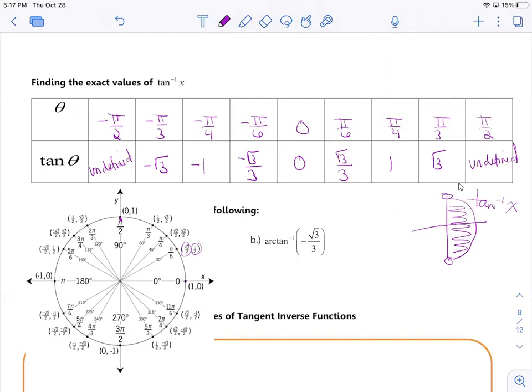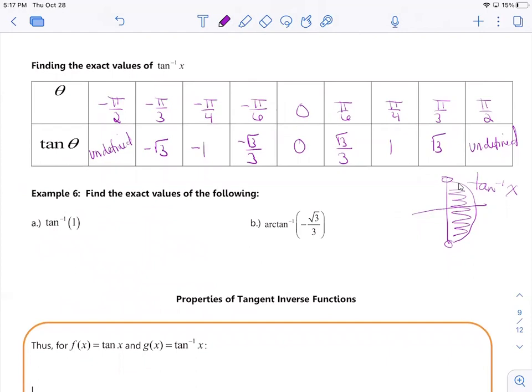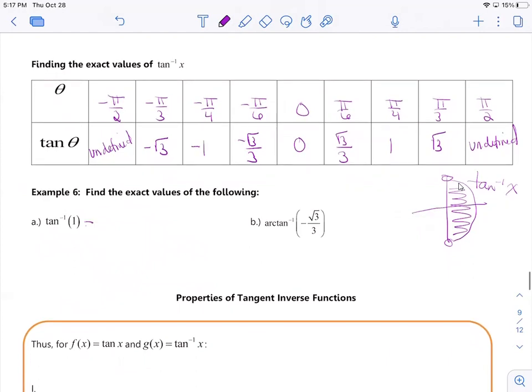And so that way we hit all of our outputs, right? And just in that restriction that we came up with. So now inverse tangent of 1, so that's asking, okay, what angle produces 1? That would be pi over 4.